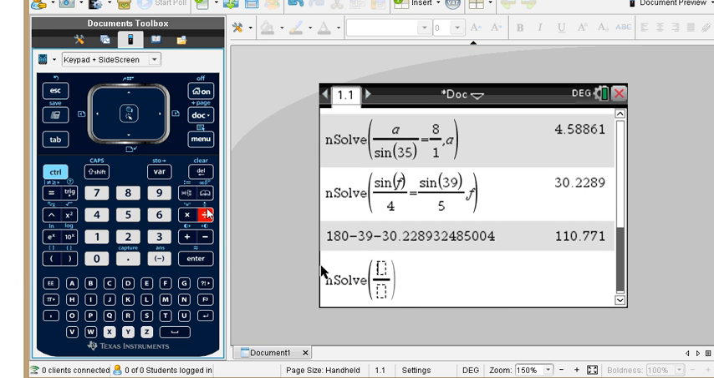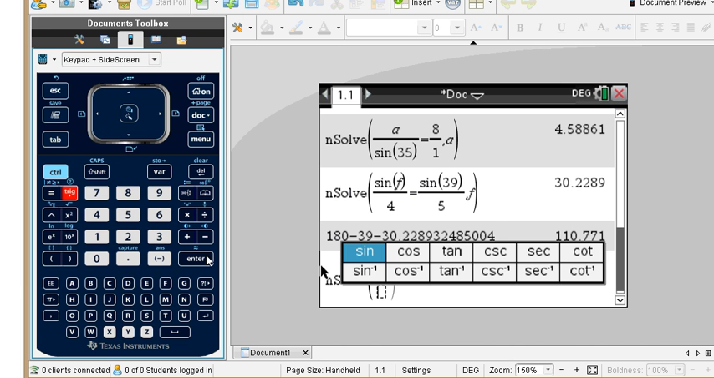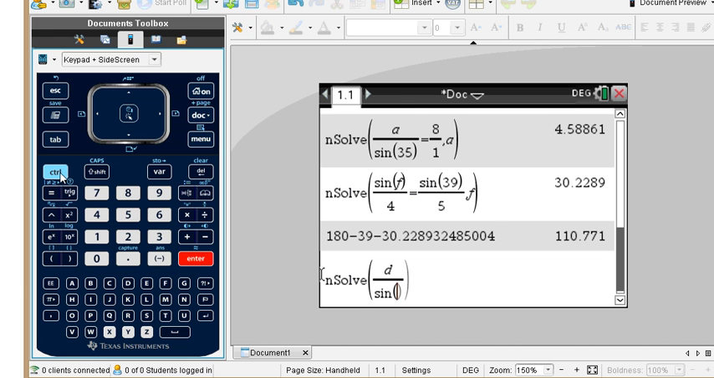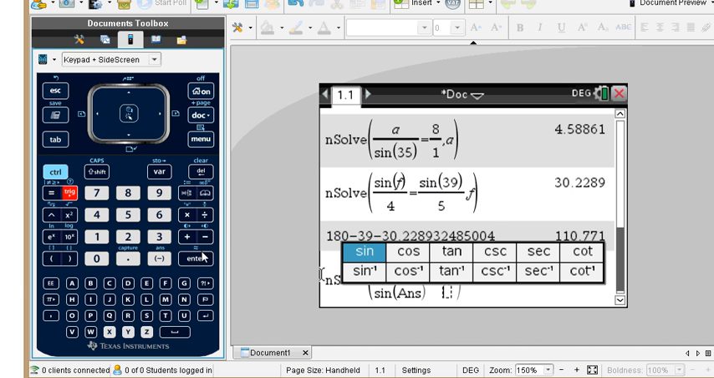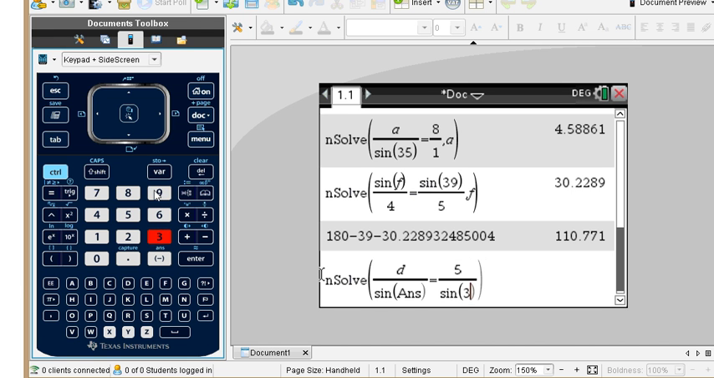Okay, control. We have side length d, which we do not know, over the sine of, I'll just do A and S like last time, control A and S, is equal to we get this fraction here of 5 over the sine of 39 degrees. And we go over here and press comma D. And that should get it for us.